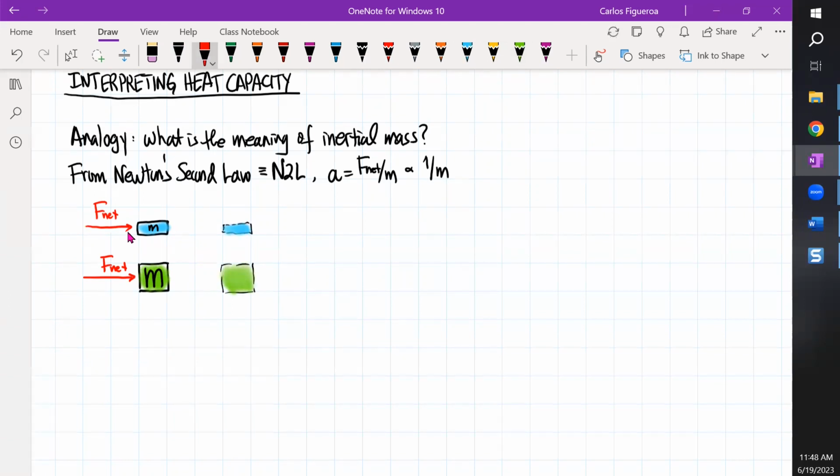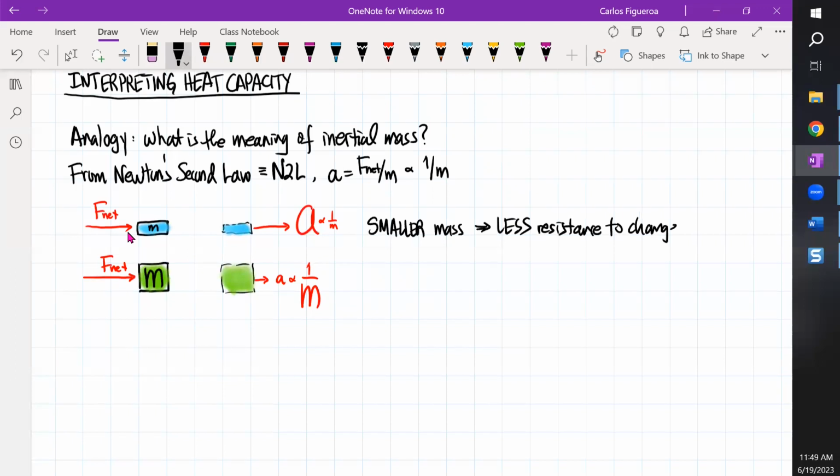What we see here is that this acceleration is large because it's proportional to the smaller mass. This acceleration is small because it's proportional to a larger mass. So what we're seeing here is that if I have a smaller mass, that implies that I have less resistance to change in motion. And if I have a larger mass, then I have more resistance to change in motion.